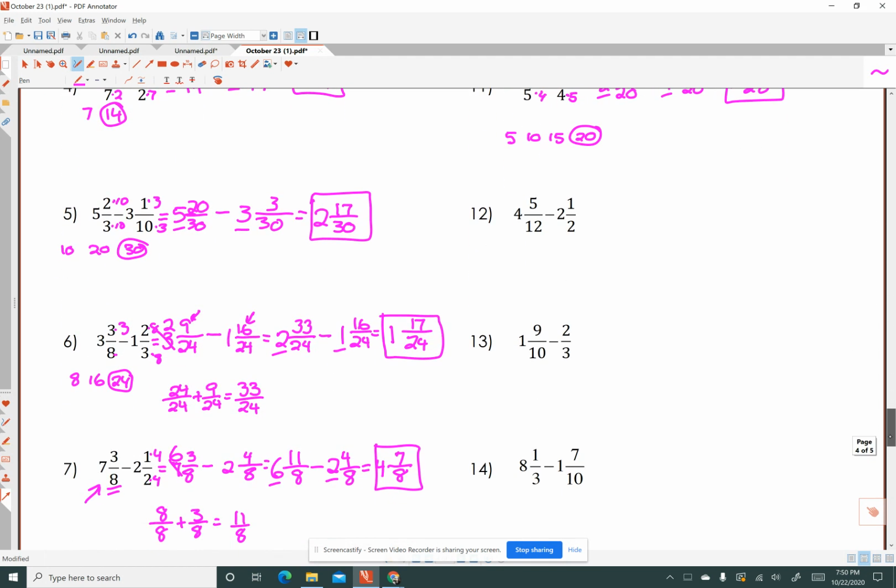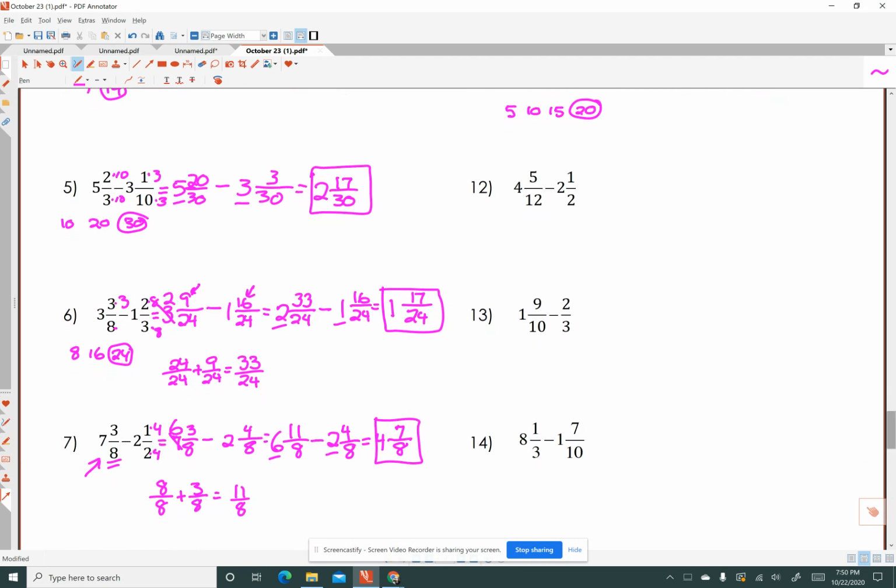And that is already simplified. So why don't you do the last 3 problems on this page and then come back and we'll see how you did.